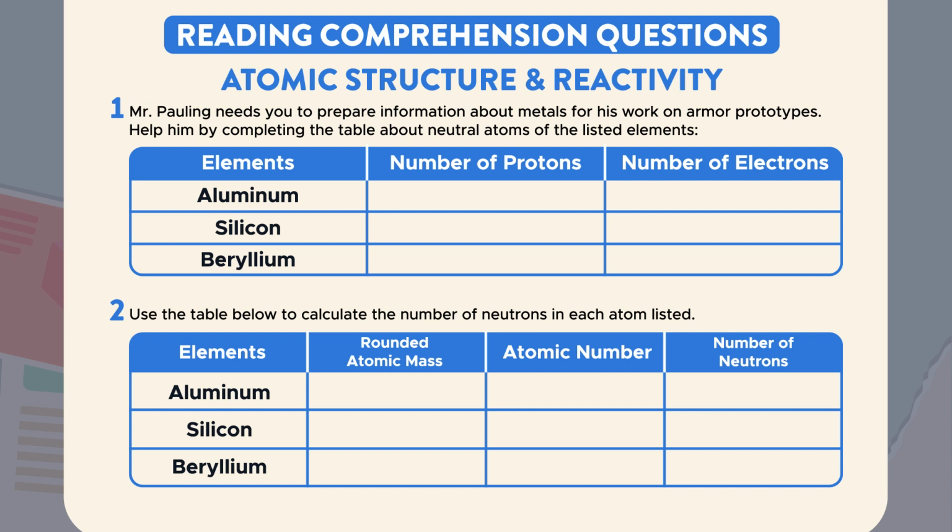Reading comprehension questions. Atomic structure and reactivity. 1. Mr. Pauling needs you to prepare information about metals for his work on armor prototypes. Help him by completing the table about neutral atoms of the listed elements. From left to right, the headings read Elements, number of protons, number of electrons. Aluminum, silicon, beryllium.